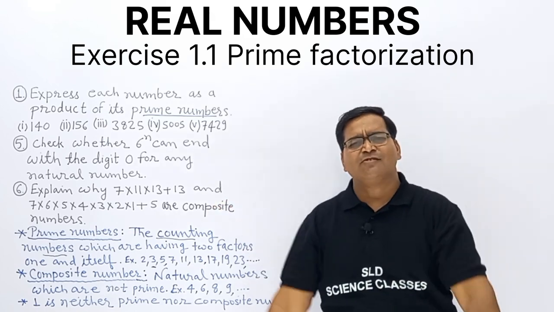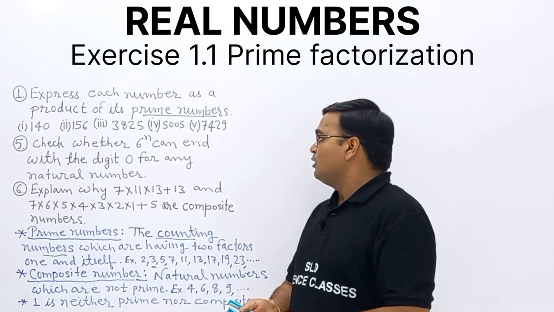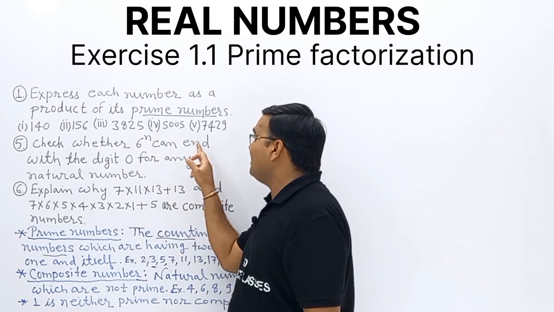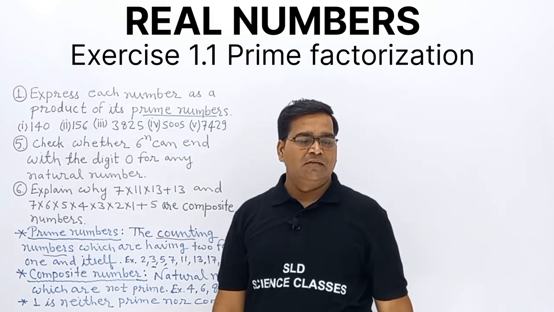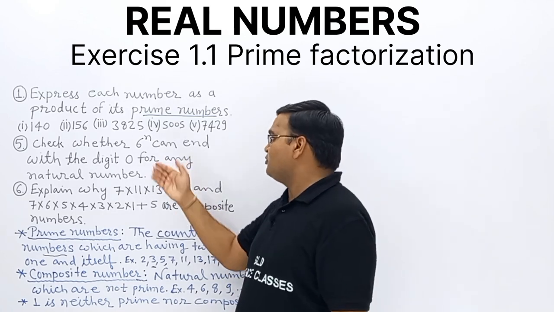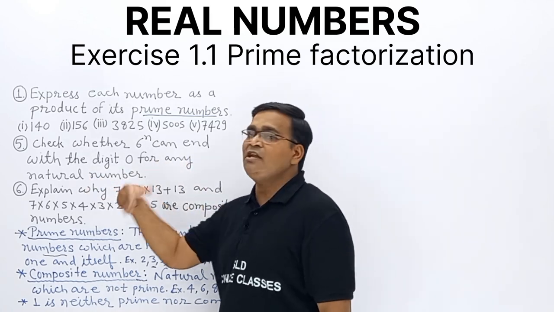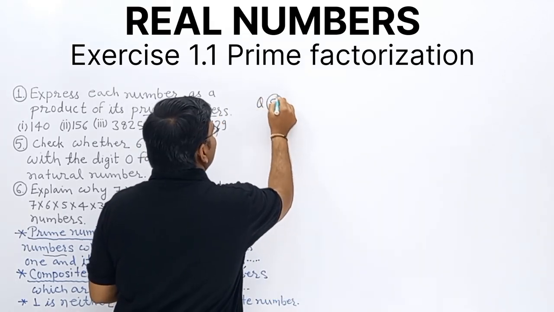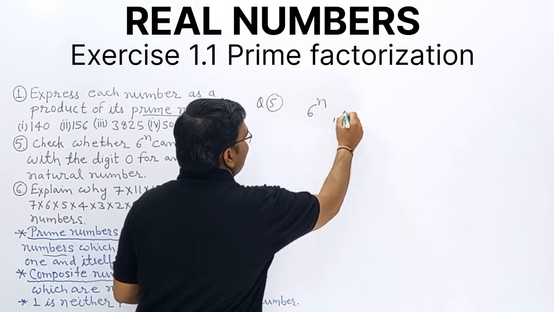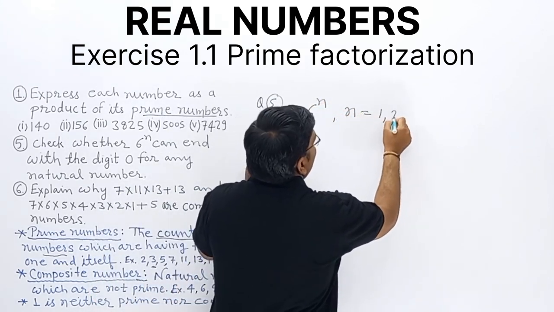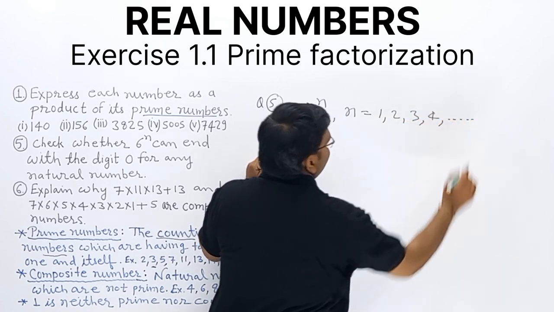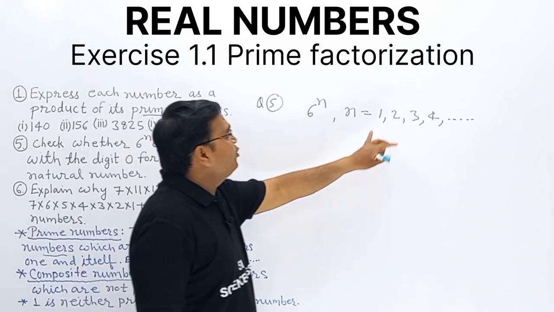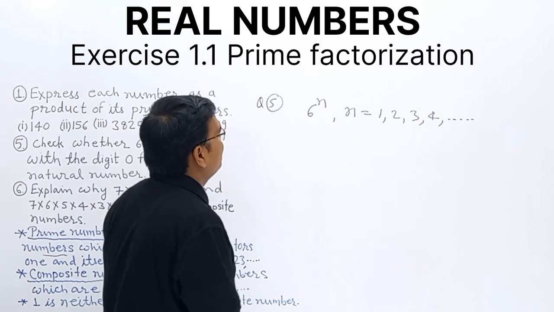Observe, logic based question, easy question. Check whether 6 power n can end with the digit 0. We will observe for any natural number. n is any natural number. In question 5 we have 6 power n, in which n is a natural number: 1, 2, 3, 4 and so on. When we put n equal to 1, 2, 3, 4, 5 and so on, what do we get?